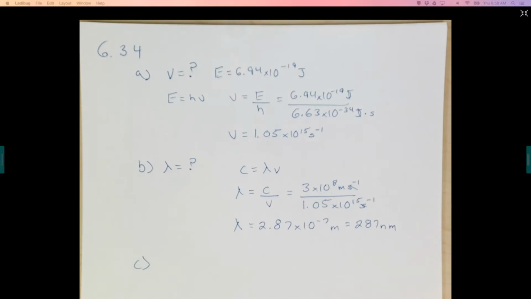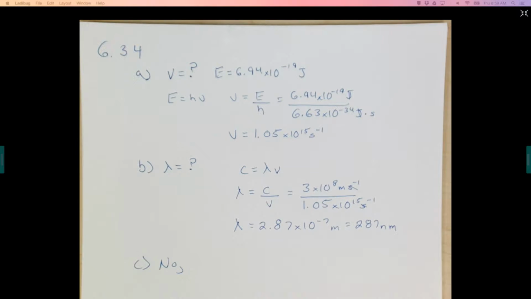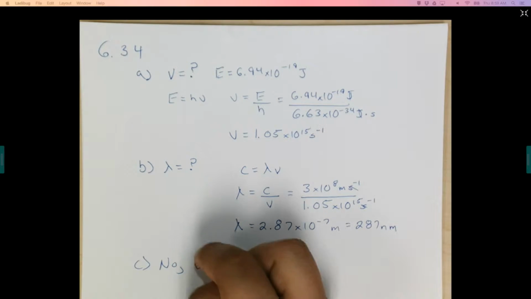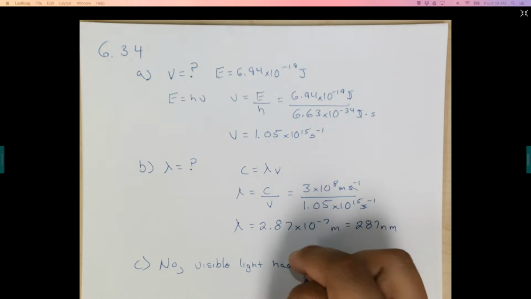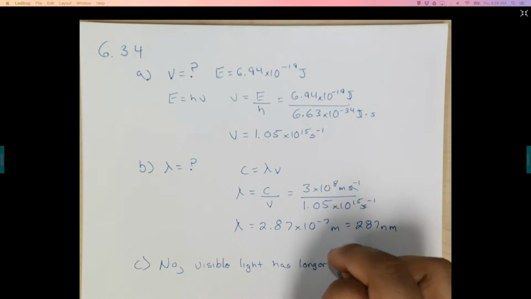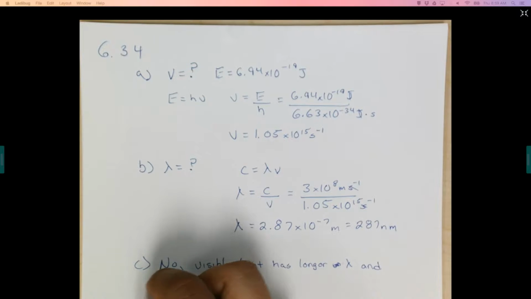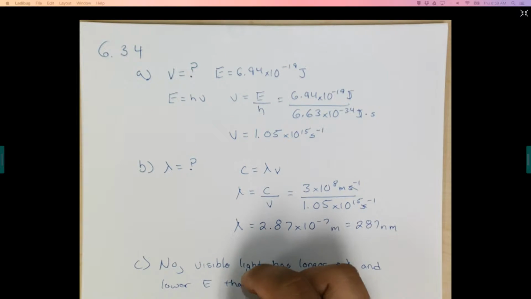So the question asks us, is it possible to eject them from visible light? And we have to say no. Now, we also need to be able to explain the why. And the why is because visible light has a longer wavelength and lower energy than needed.